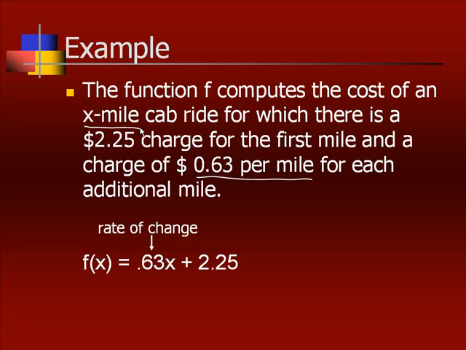Now notice the 63 cents is per mile and x is the number of miles. This is what we call the rate of change. Now the initial value, the $2.25, that is the cost that you would pay for 0 miles. So your initial cost, even if you didn't go anywhere, would be $2.25.